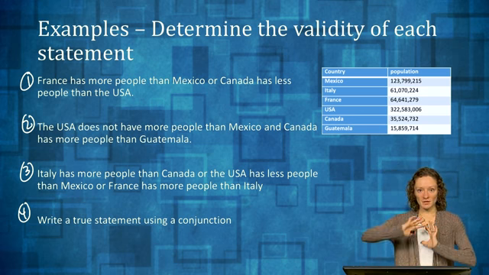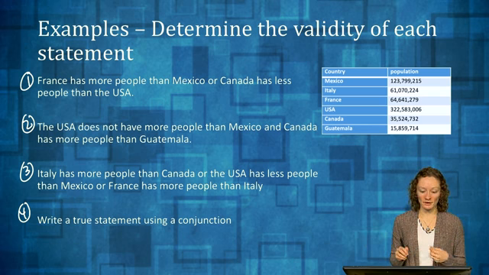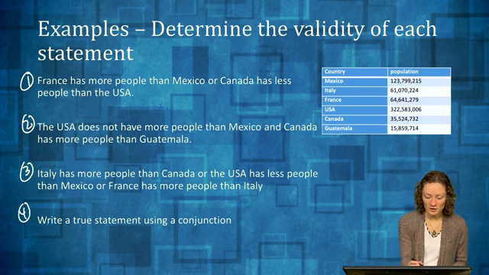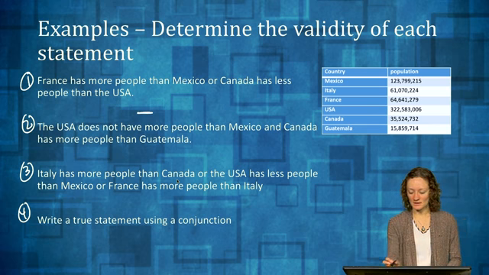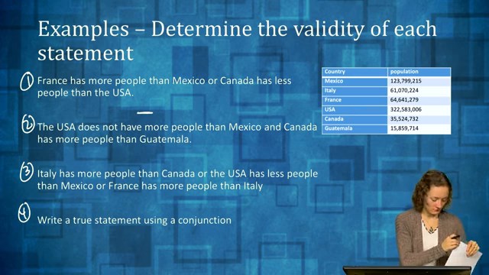So if we bring this back to our ideas of logic, we have two ideas being pulled together with the word or. Now, we can actually decide if each one is true or false because we have the data here. So two ideas: France has more people than Mexico. Let's look at the table and see if that's true. France, more people than Mexico, that's false.